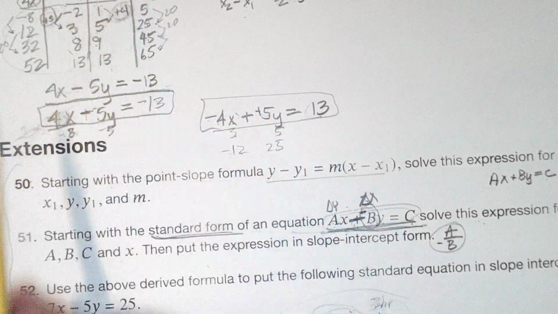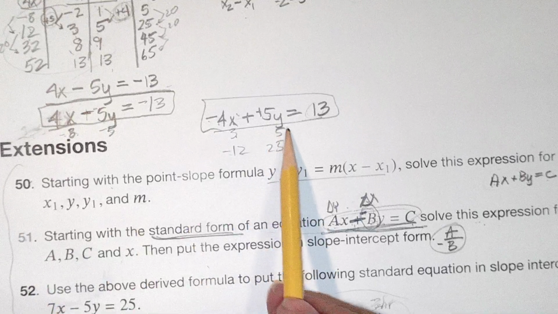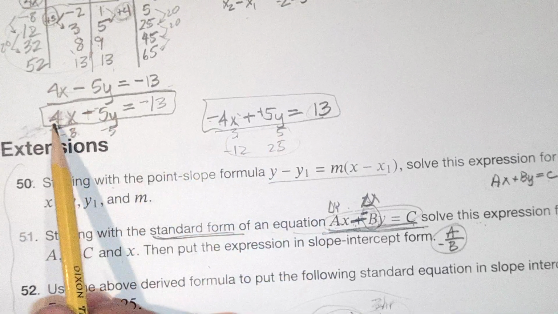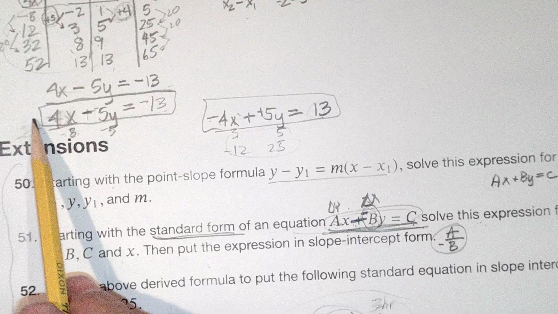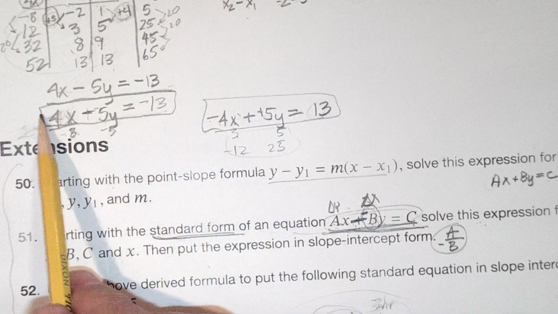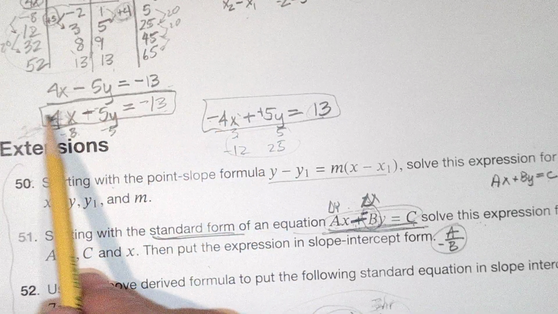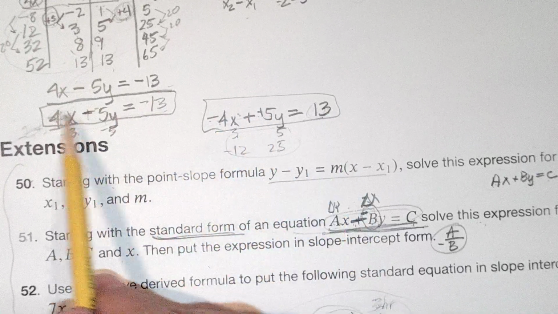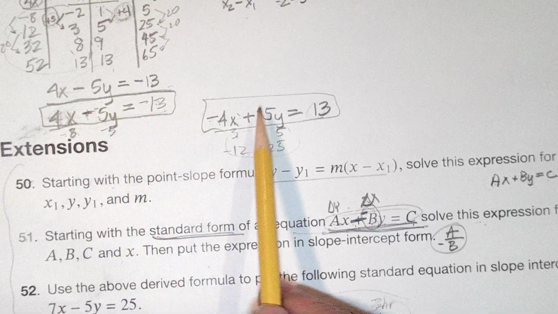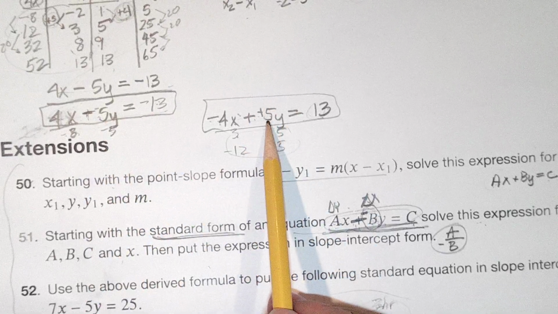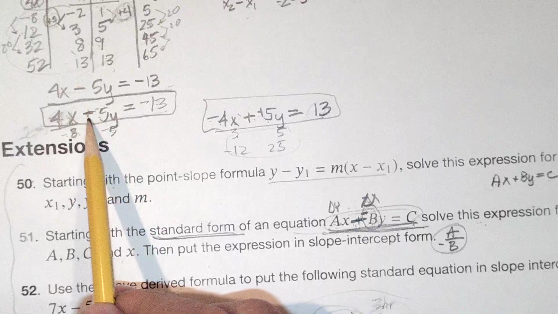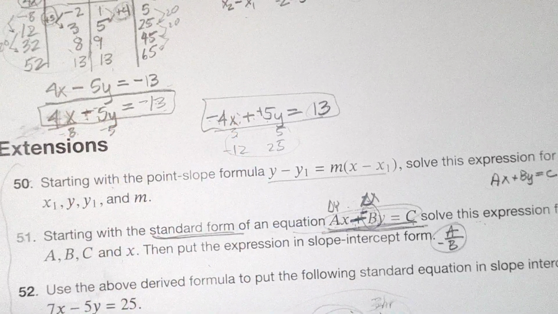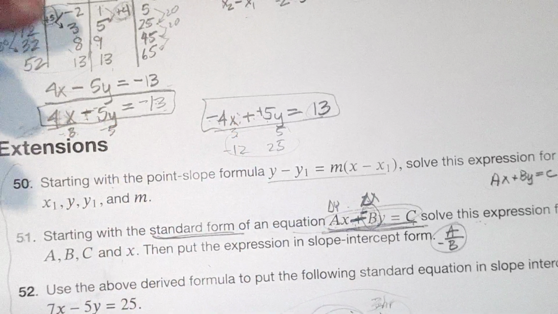I could do almost all of the math in my head. I did a little bit here. And it's the same as this, except this is just this side multiplied by negative 1, and this side multiplied by negative 1. So if you multiply both sides of this by negative 1, you get this equation. If you multiply both sides of this by negative 1, you get that equation. These are the same equations. Okay.